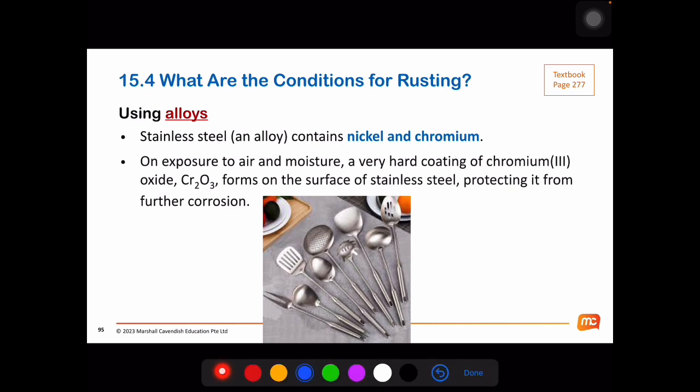Secondly, instead of doing all the layering process, you also can use this idea of alloys. We learned about alloys at the start of the chapter on metallic bonding, that they are much more durable. And over here, we have this idea of stainless steel made of nickel as well as chromium. This will help the steel to become resistant to corrosion.